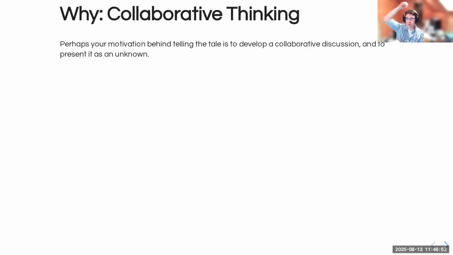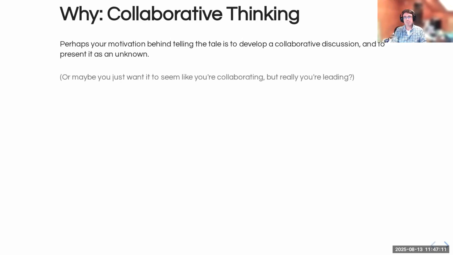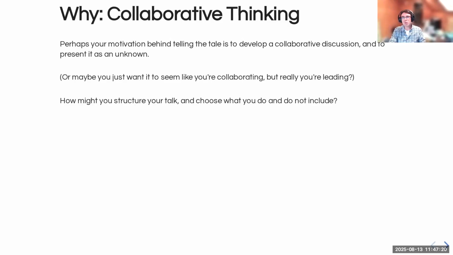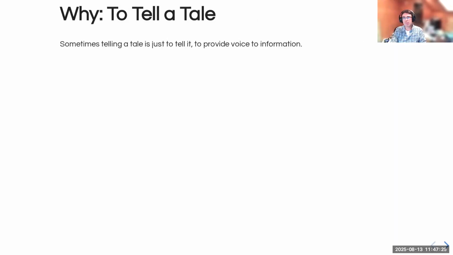So, for instance, you might want to engage in collaborative thinking with someone. Perhaps your motivation telling a story is to develop a collaborative discussion, to present something as an unknown. I may show you something and say, I don't totally understand why this is the way that it is. Or I may present something to you and say that I do know why this is, and you should believe me. There are also situations where maybe you want it to seem like you're collaborating, but you're leading someone to a conclusion. And how might you structure your talk, your tale, and choose what you do and do not include?